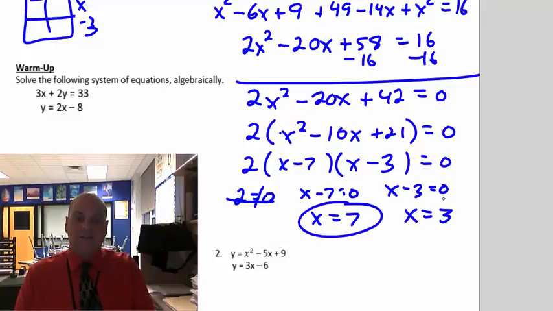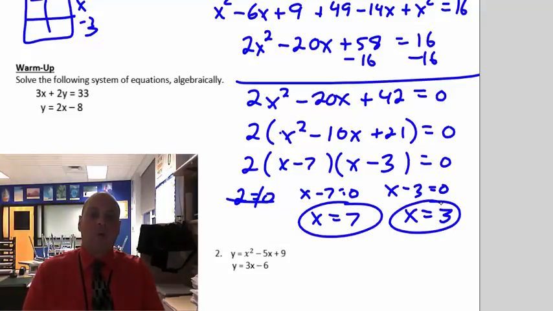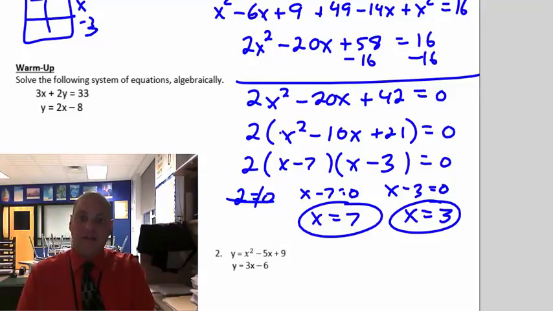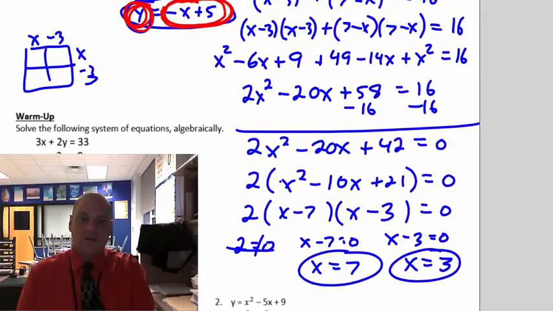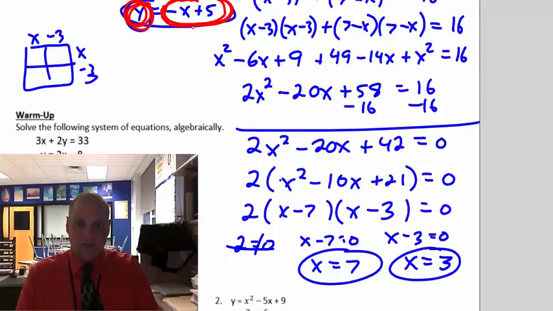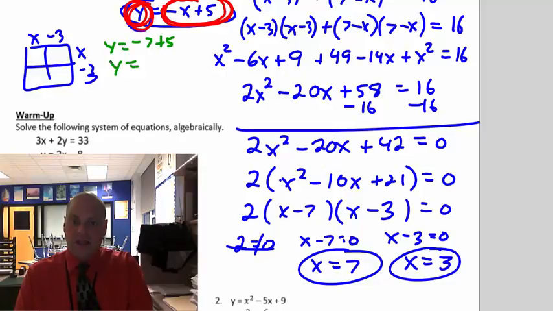I have my x's, and now I need my y's. I'm not done yet? Well, no, you need y, don't you? It's okay, it's easy. Go back up here. Y equals negative x plus 5. So negative 7 plus 5. So y equals negative 2. And then I have x equals 3. Negative 3 plus 5. Y equals 2.